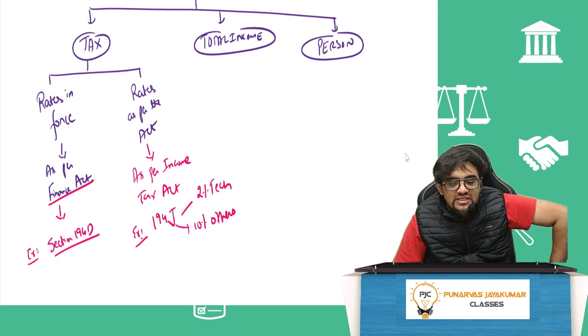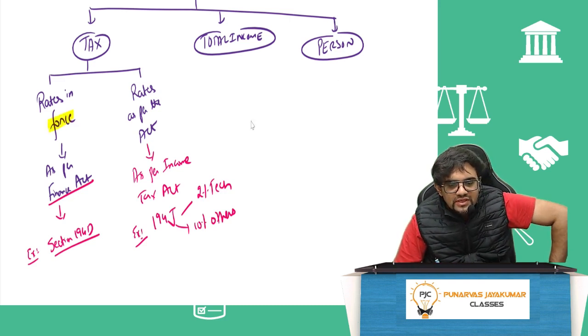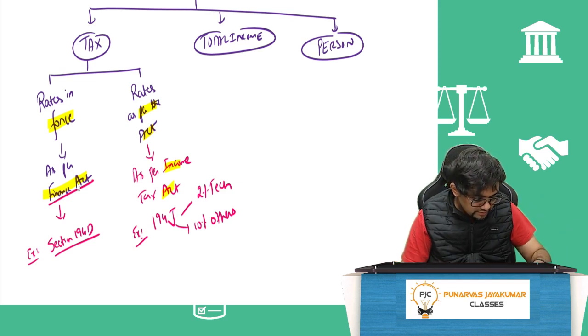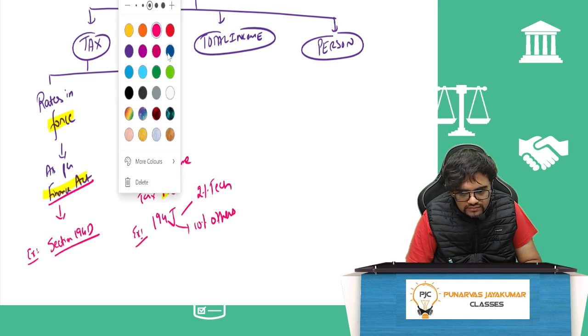So when I say rates in force, it is rates as per the Finance Act. Rates as per the Act means Income Tax Act. Rates in force is Finance Act. So wherever there is rates in force, it keeps on changing. Or slab rates, which we are going to do next. Slab rates, that is also rates in force. Slab rates can keep on changing every year. Got it? Yes.